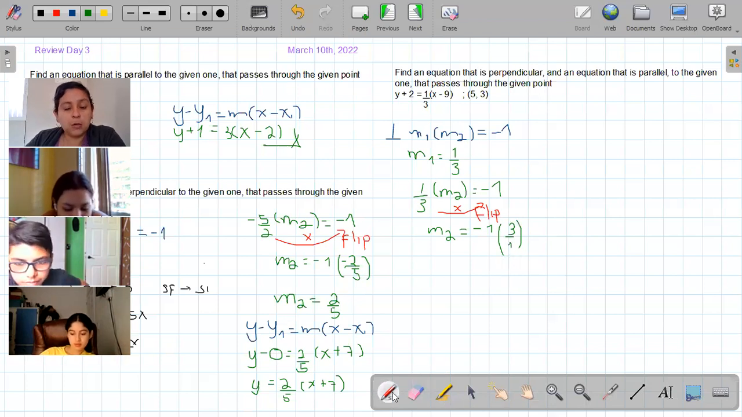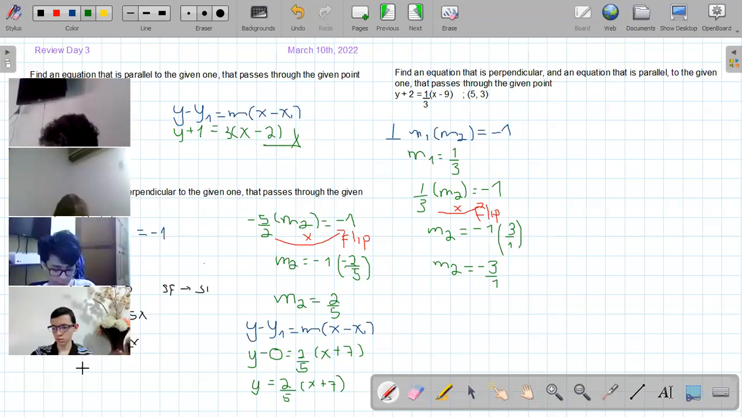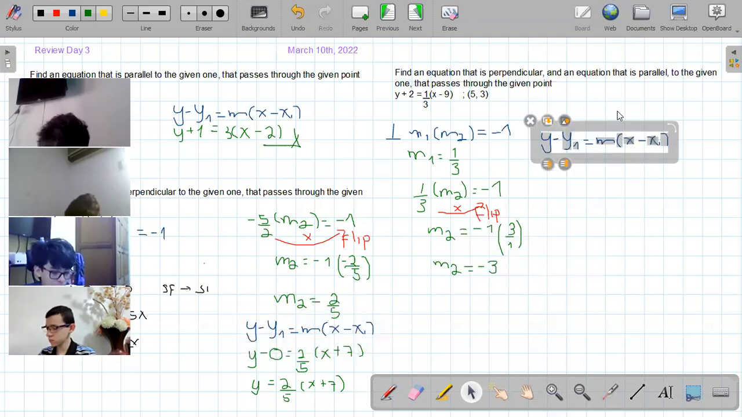Okay? And we go ahead and multiply. So M2 is equal to -1 times 3, -3. Nothing times 1, it is 1. Do I need to have a denominator 1? No. So I don't write it. I leave it like that. M2 is -3.